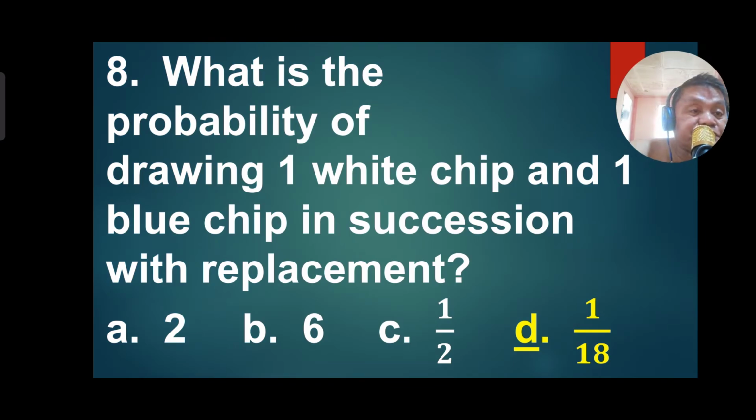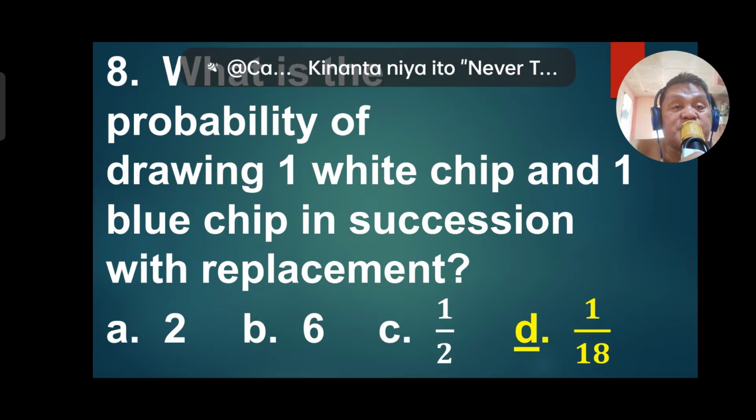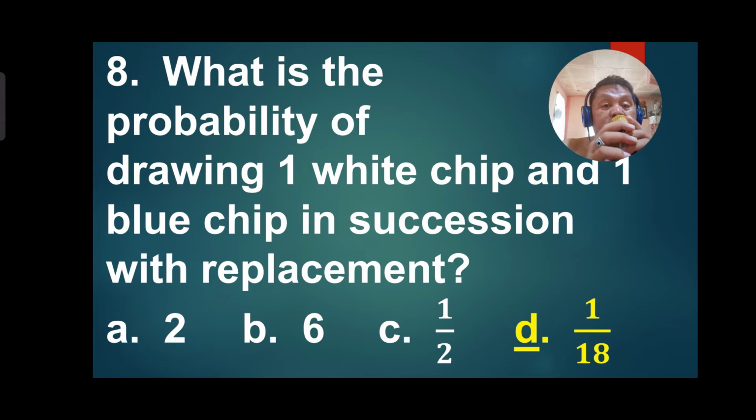Number 8. What is the probability of drawing 1 white chip and 1 blue chip in succession with replacement? Letter A, 2. Letter B, 6. Letter C, 1/2. And letter D, 1/18. And the probable answer here is letter D, 1/18.